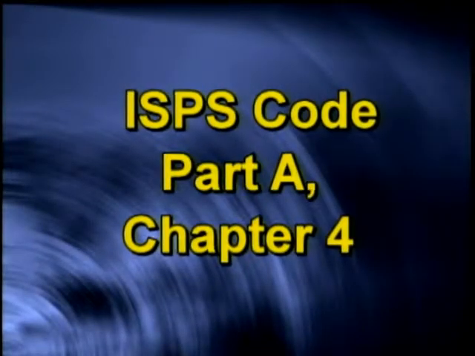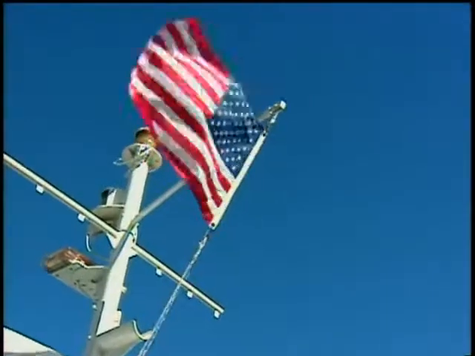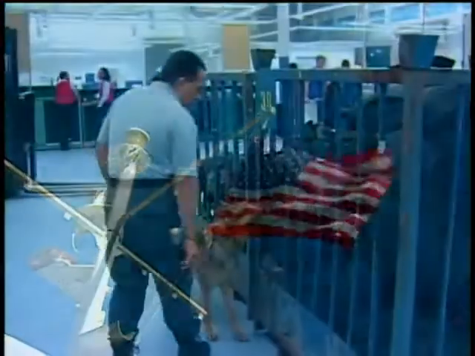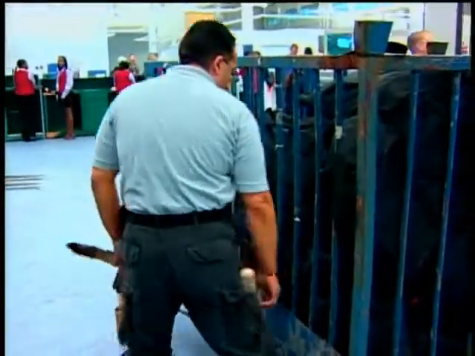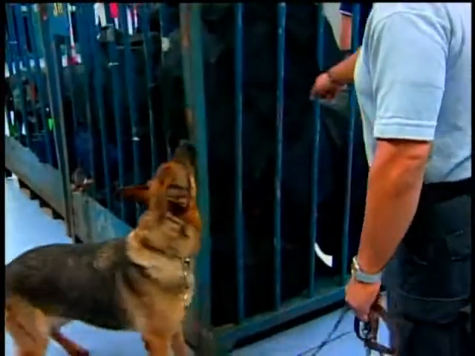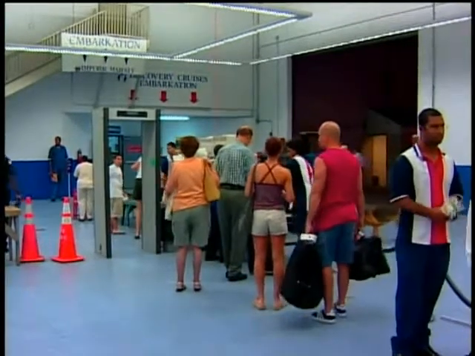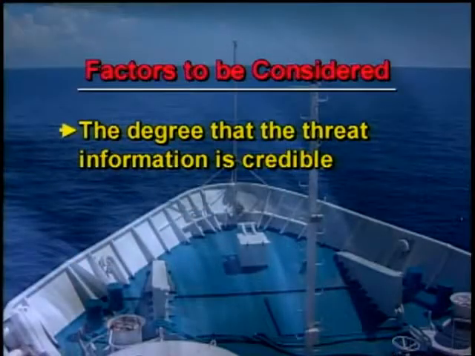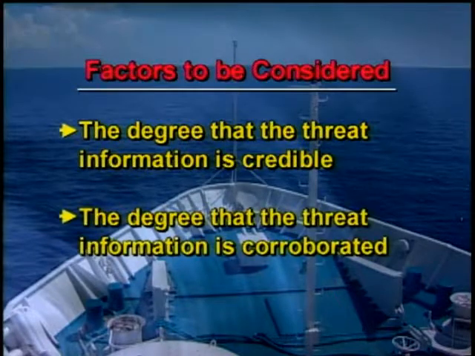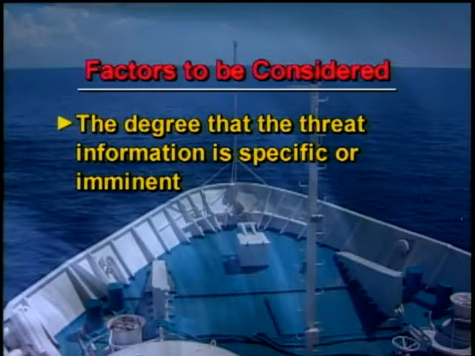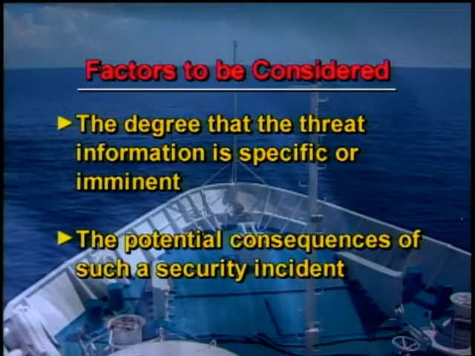First, let's discuss the role of the contracting government. For details on this, please refer to the ISPS Code's Part A, Chapter 4. As a definition, a contracting government means the government within whose territory the port facility is located. Contracting governments are responsible for setting security levels and providing guidance for the protection from various security incidents. Factors for the contracting government to consider when setting security levels include the degree that threat information is credible, the degree that threat information is corroborated, the degree that threat information is specific or imminent, and the potential consequences of such a security incident.